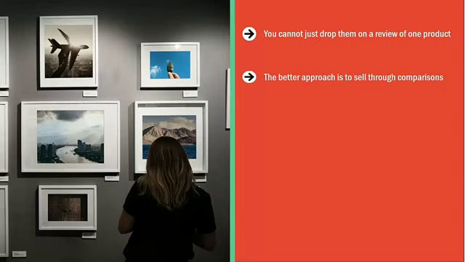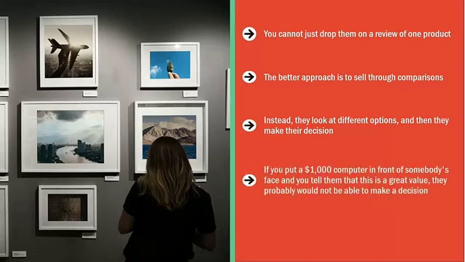You have to understand that people make decisions based on comparisons. They don't just look at one product and think to themselves, that product is right for me. People don't think that way. Instead, they look at different options, and then they make their decision. Because when they look at an option, they ask themselves, this option is better compared to what? That's how they determine value. If you put a $1,000 computer in front of somebody's face and you tell them that this is a great value, they probably would not be able to make a decision.